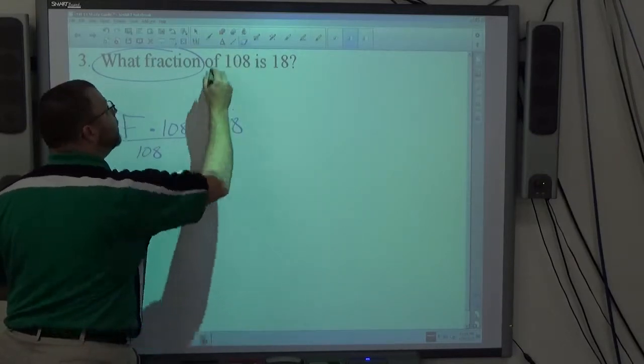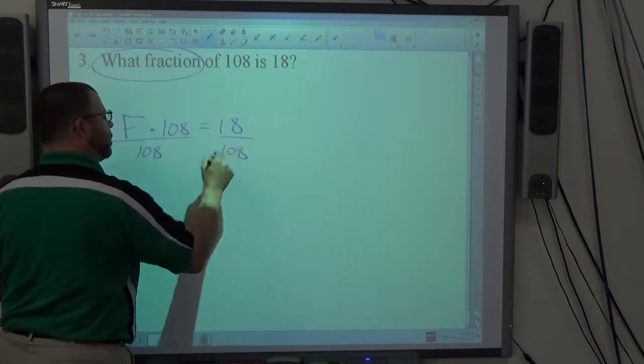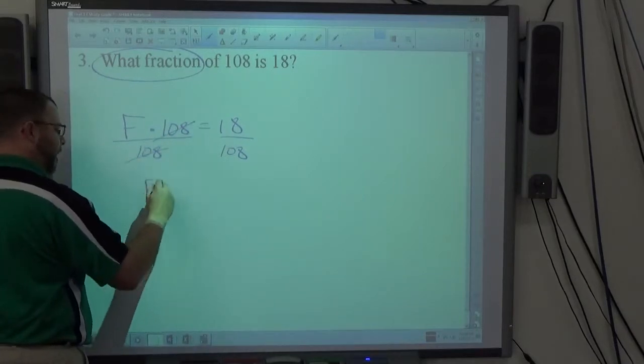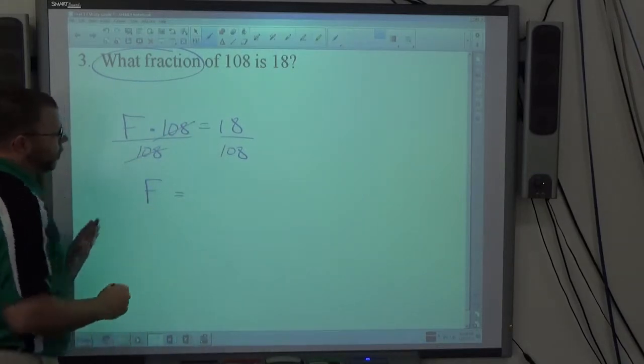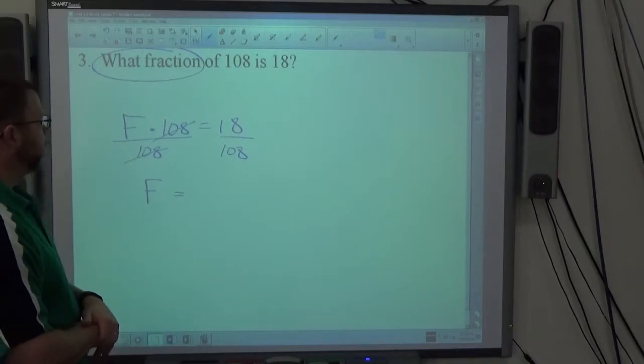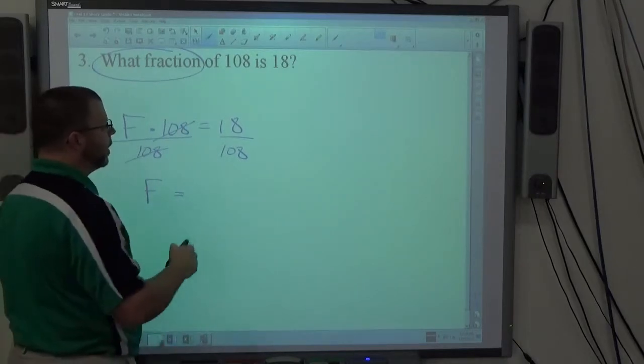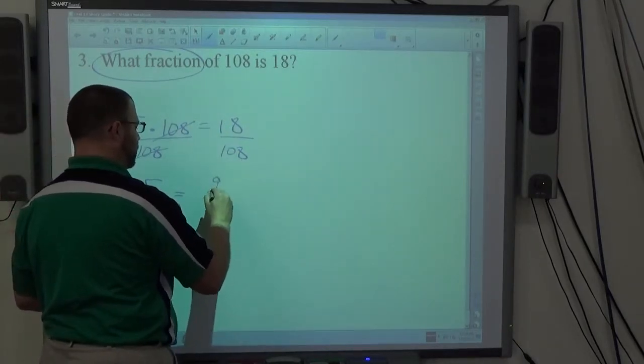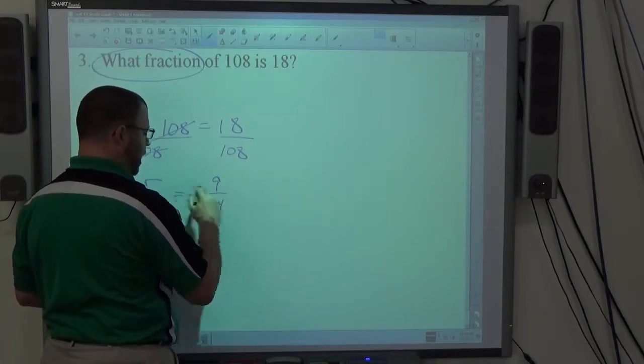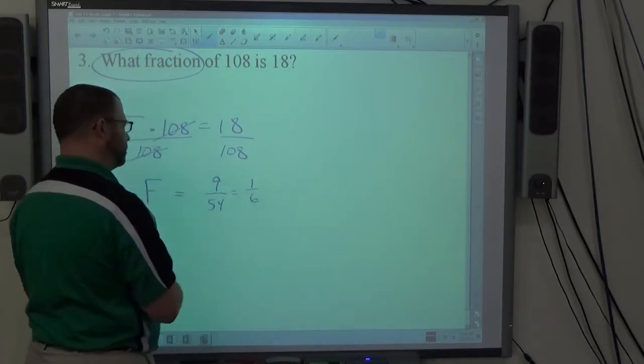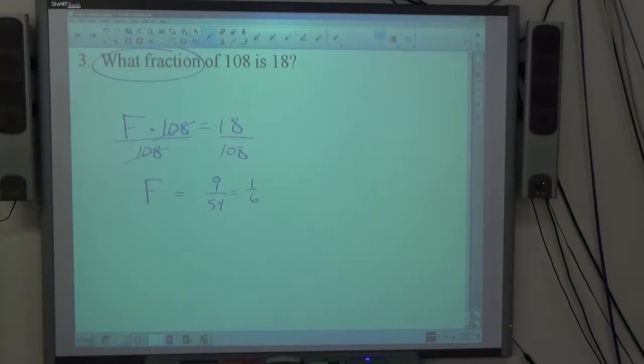So 108 cancels 108, leaving the fraction that we don't know by itself. Over on the other side, we actually have a fraction. We should look to reduce if at all possible. Obviously, 2 goes into both numbers if you don't see anything else. 9 and 54 reduces to 1/6. 18, of course, would have gone into it to begin with. I would like the fraction reduced to the lowest term, so make sure you do that.